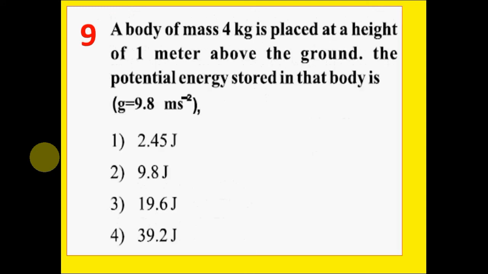Question number 9. A body of mass 4 kg is placed at a height of 1 meter above the ground. The potential energy stored in that body is, with g equal to 9.8 m s^-2: option 1, 2.45 J; option 2, 9.8 J; option 3, 19.6 J; option 4, 39.2 J. Correct answer is option 4, 39.2 J.